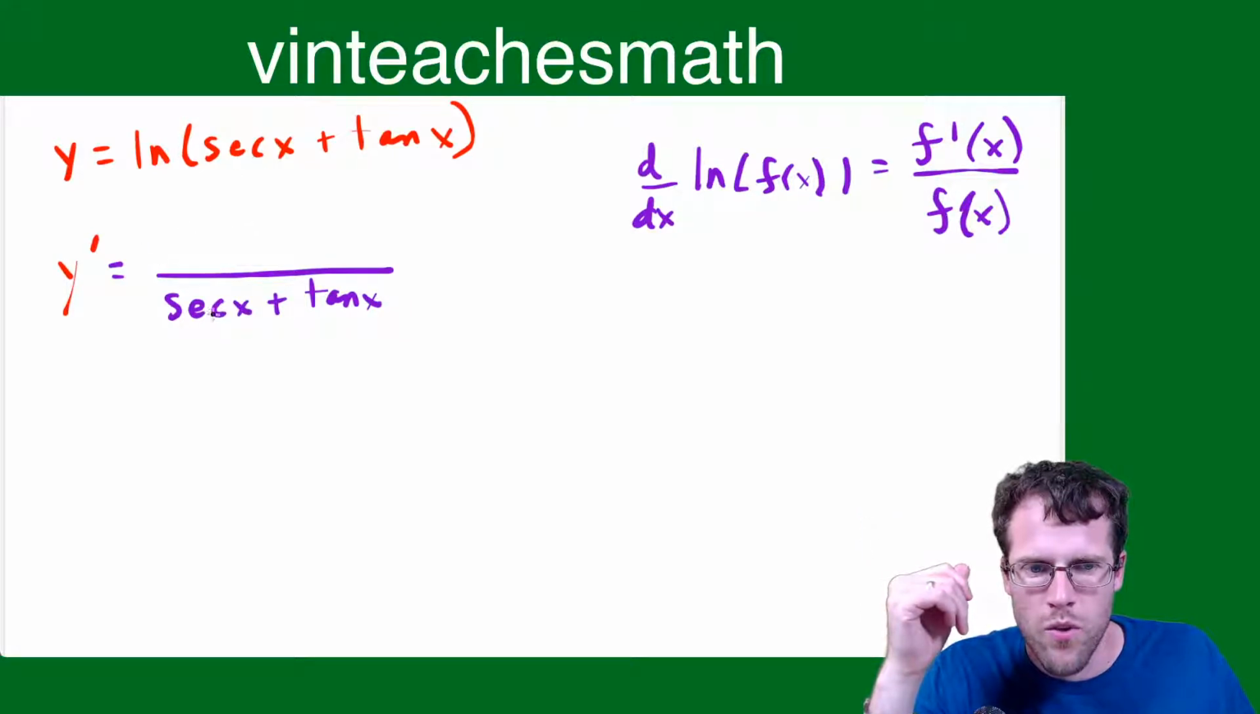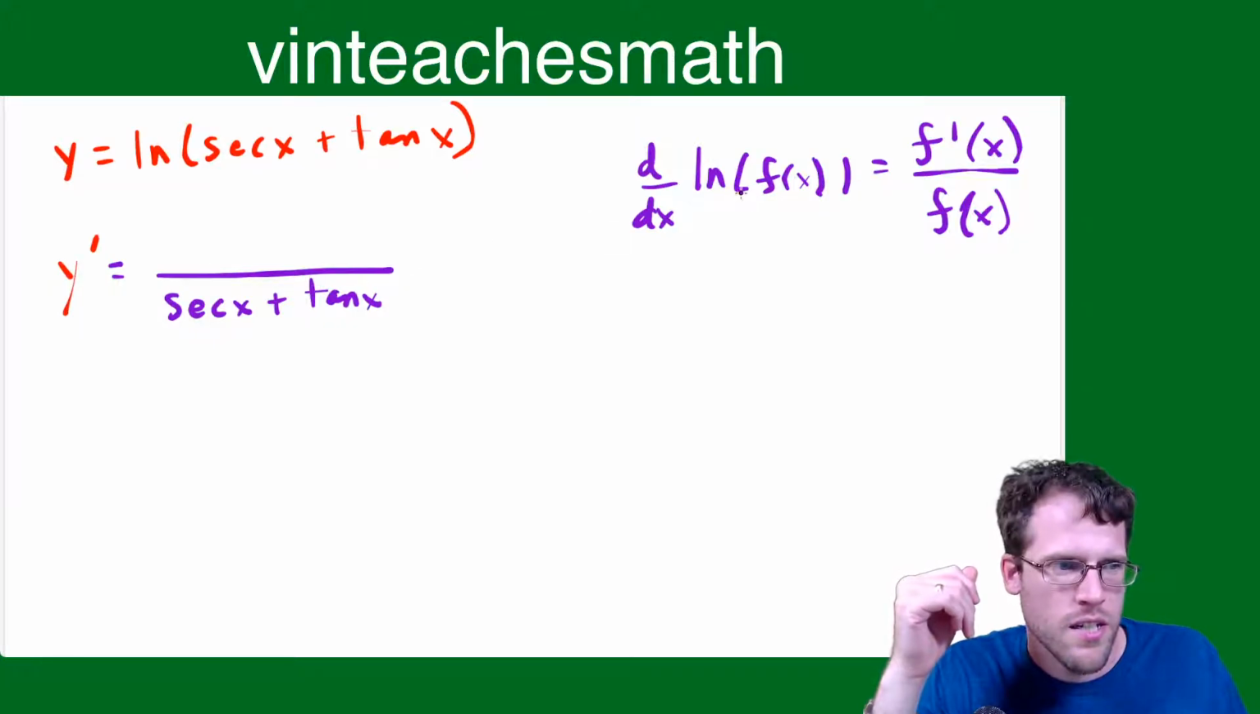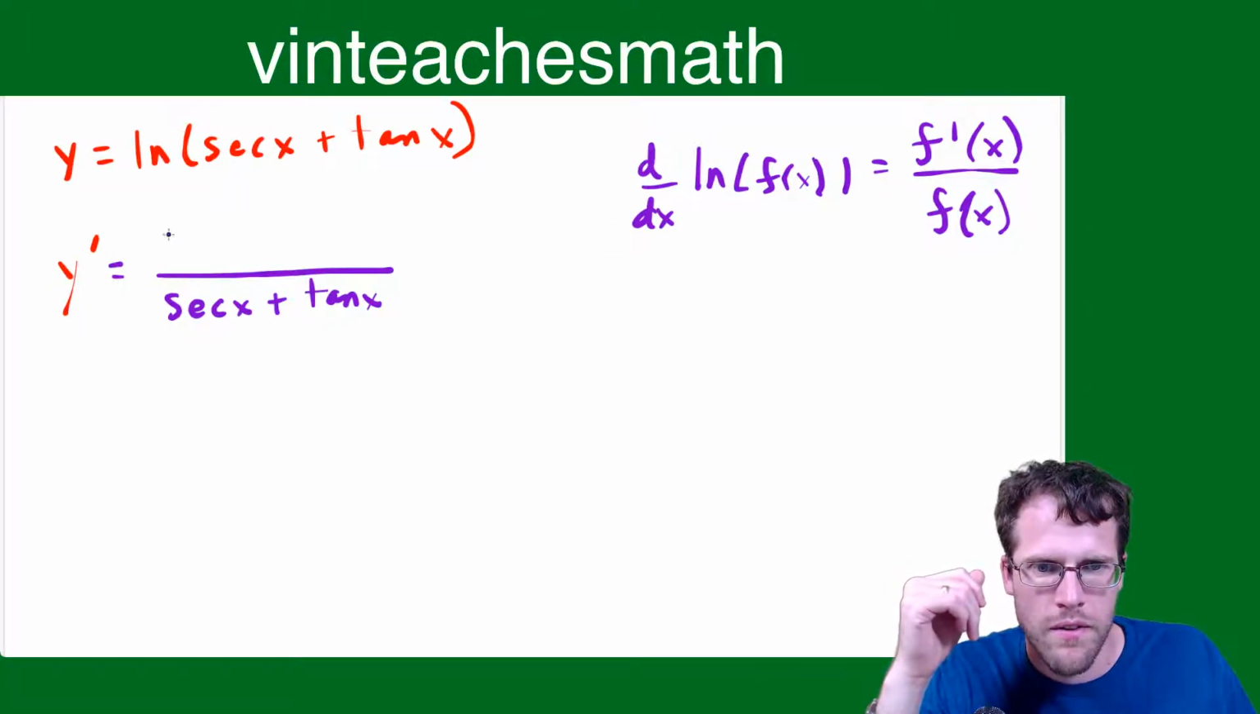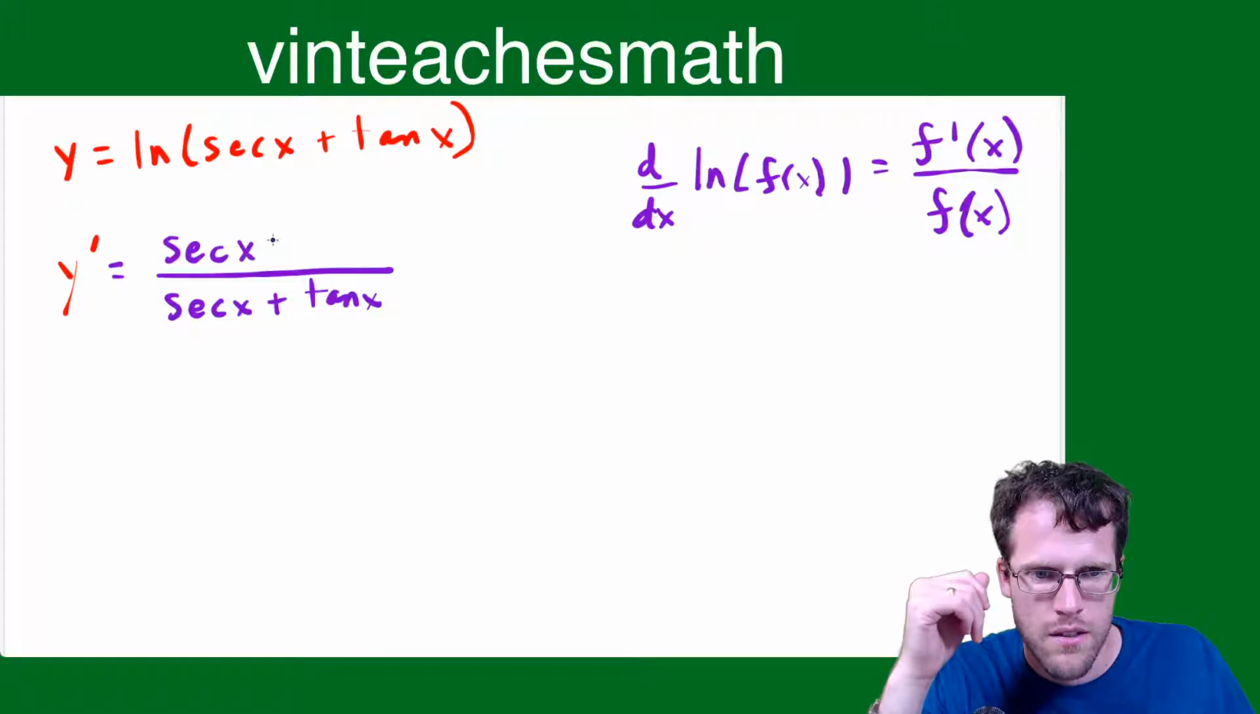All right, so it's 1 over secant x plus tangent x. So 1 over the inside. The derivative of secant is secant tangent. And then you get plus secant squared.